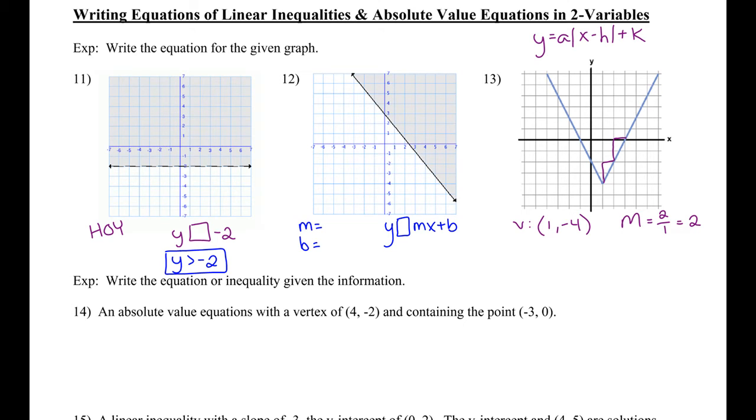So we can note that the vertex was our point h comma k, our slope was our a value, and I know that it's positive because it opens up. So I'm going to use all of this to plug into my formula. We're going to have y is equal to our a value, which is a +2, times the absolute value of x minus the h value, which is 1, plus k, which is a -4. So this is the equation of our absolute value graph.